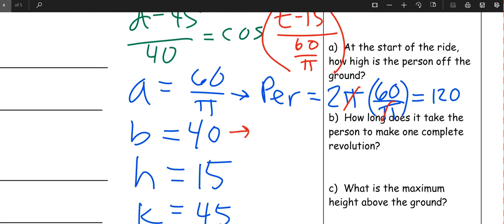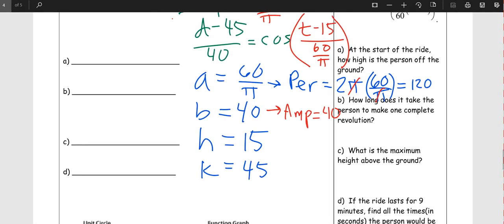Okay. B. What do we get from the vertical stretch? What information about the wave? The amplitude, thank you very much. So the amplitude of our wave is 40. Okay?